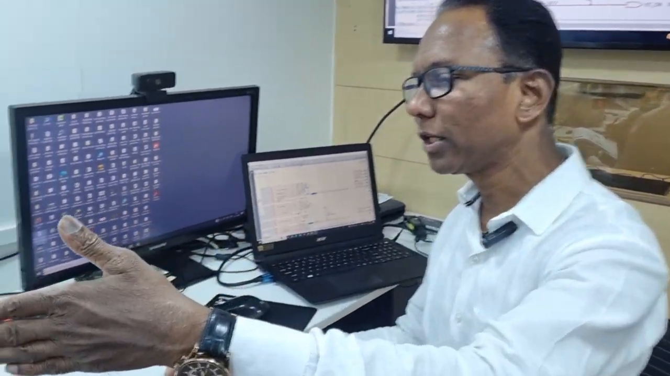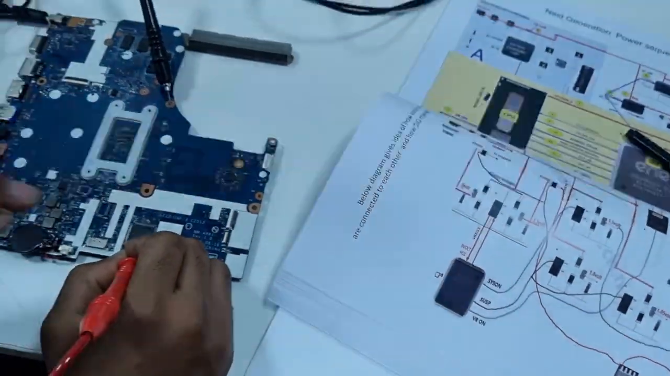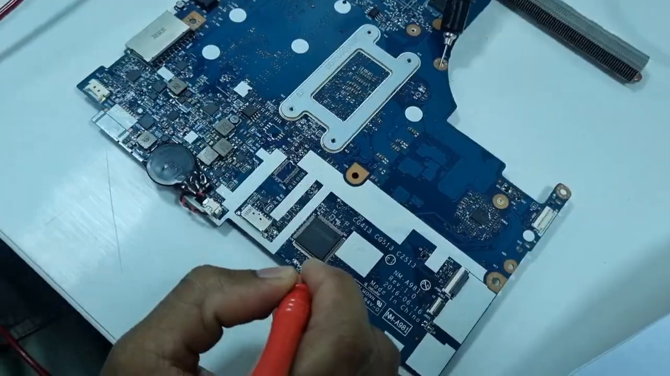So in this video, after a power button press, all those signals SLP3, SLP4 come, then SYS on, then SUSP, and then the VR on signal will be generated. After that, all the buck converters will be turned on one after another. So what we are going to check is all the different voltages on each coil, and each coil will show us a different supply.